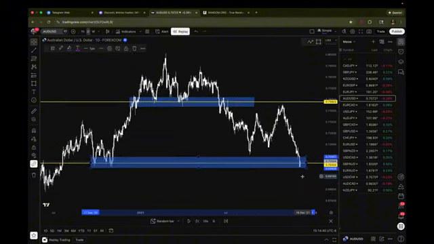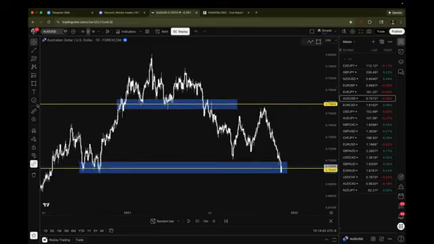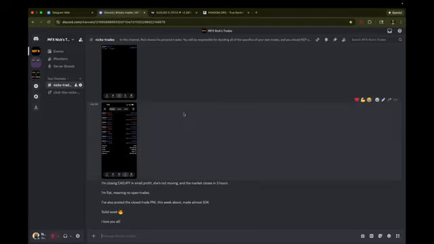Okay, cool. So now the idea would be that price is at this support level, and for my trading strategy, I would then be looking to buy. And all my trades are basically the same exact thing, right?